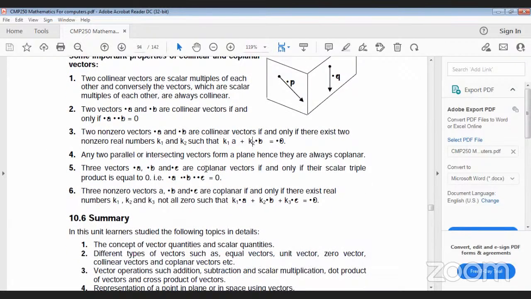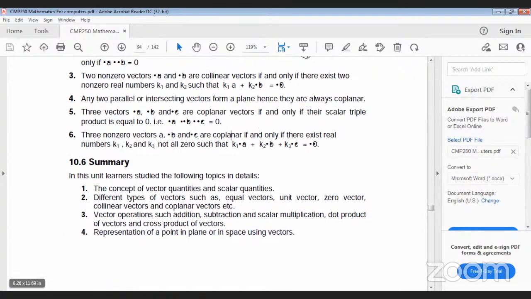Any two parallel or intersecting vectors form a plane, hence they are always coplanar. Three vectors are coplanar if and only if they are scalar multiples. Now scalar triple product means what? A dot B cross C equals 0. So here you have to introduce cos theta. And cos theta value, when is it 0? It is for pi by 2. Can you confirm it? It is for pi by 2. Cos 90 value is 0.